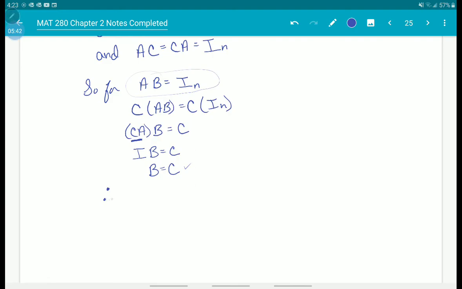Therefore, so we're going to use that abbreviation. There's three little dots that's in a triangular form. Therefore, the inverse of a matrix must be unique. So the inverse of a matrix is always going to be unique.